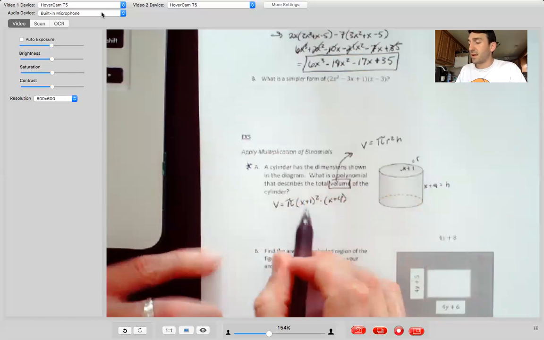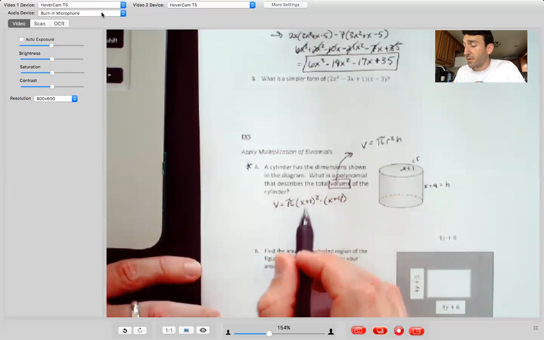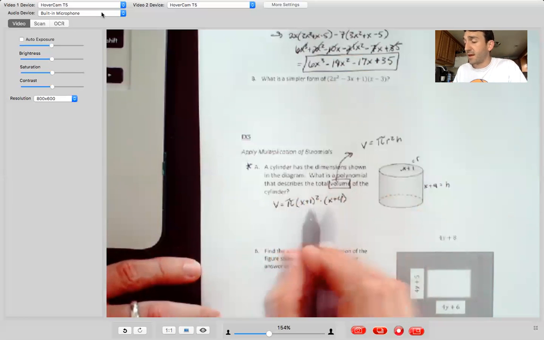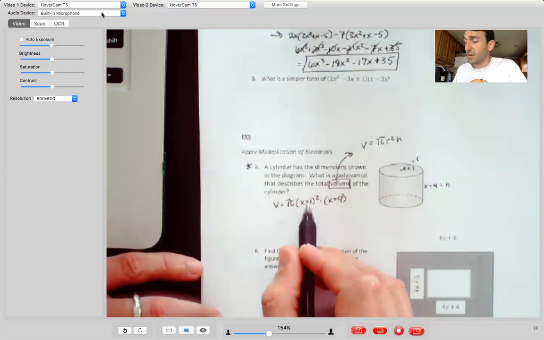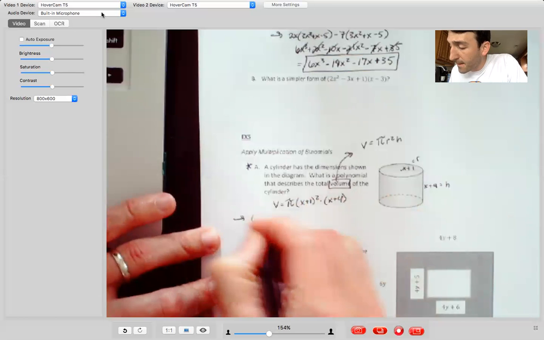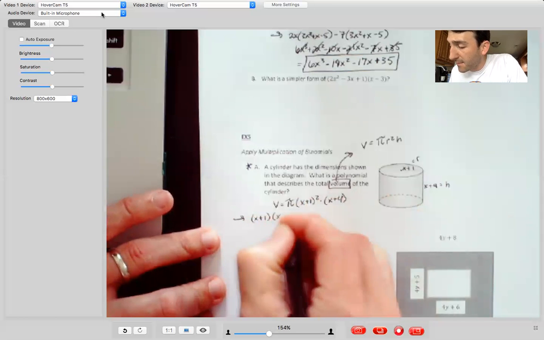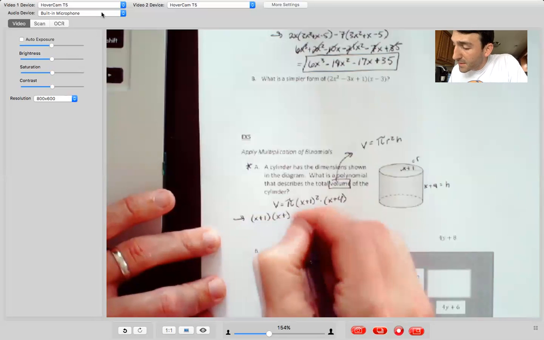All right, so I'm just going to leave pi as pi and try to multiply all this out. So the first thing I'm going to focus on is x plus 1 squared. So I'm going to rewrite that as x plus 1 times x plus 1. Show a little bit less work here.